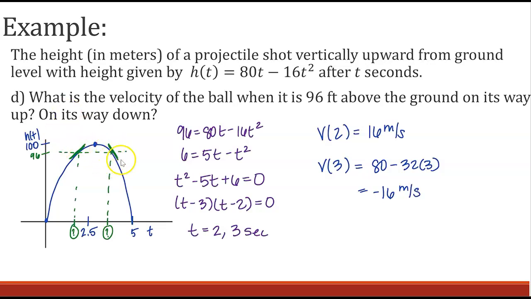And that should make sense given our rough sketch because of the symmetry in a parabola. If this slope is positive 16, then on the exact opposite side, it's going to have the same slope but negative. So on its way up, I have a slope of 16 meters per second, so I'll put a little up here. And on its way down, I should be more specific: it has a velocity of negative 16 meters per second.